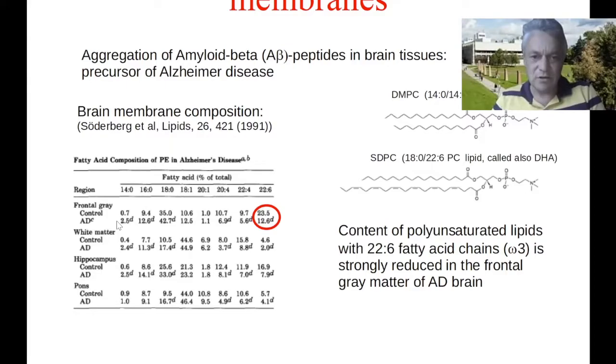So there is a certain connection: the Alzheimer's brain contains a low content of polyunsaturated fatty acid, and it also contains aggregated amyloid beta peptides. But the connection is not clear. It can be the reason or the consequence, or maybe it is just two facts that occasionally happen together.